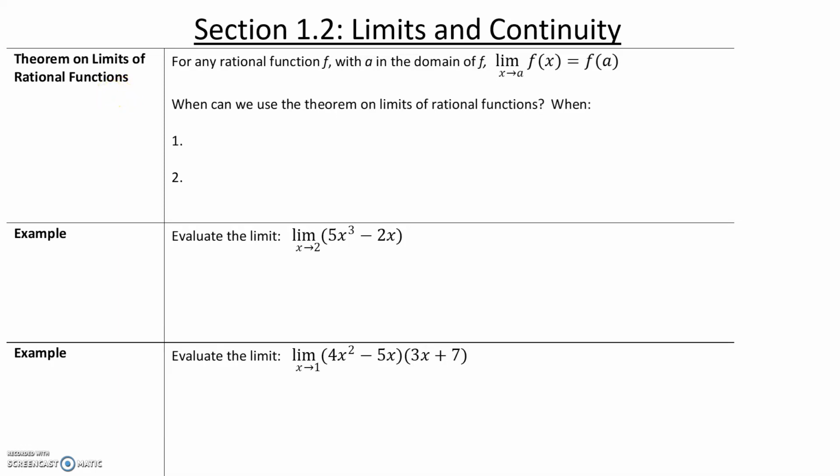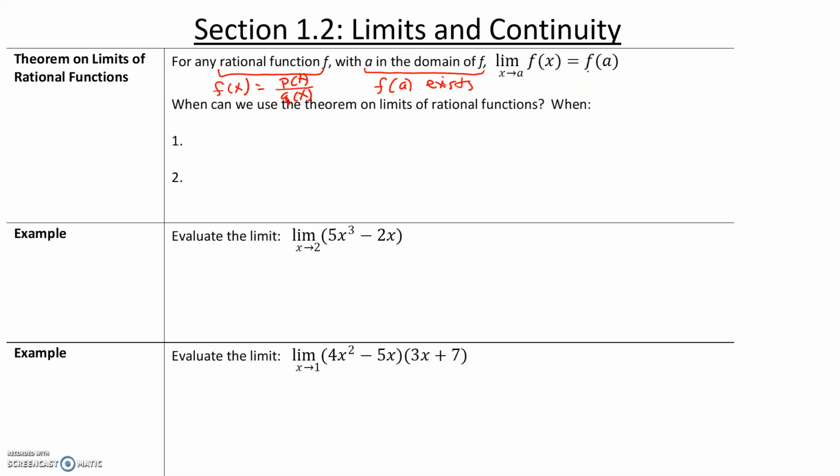It says, for any rational function f, now remember, a rational function is any function in the form of f of x equals p of x over q of x. So the rational just refers to a fraction. With a in the domain of f, so this means when you plug in a, f of a exists, the limit as x approaches a of f of x is equal to f of a.